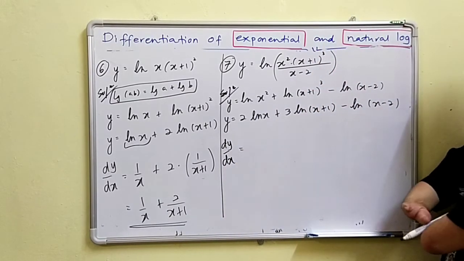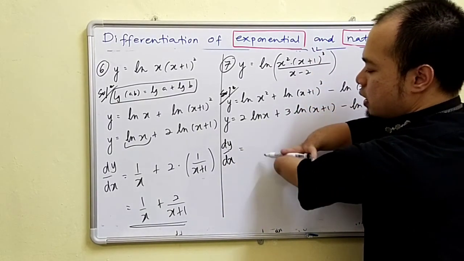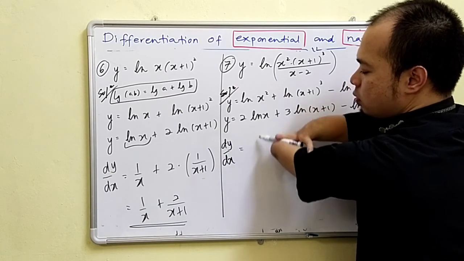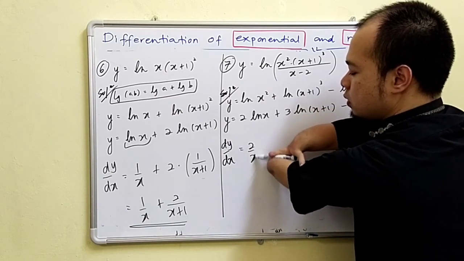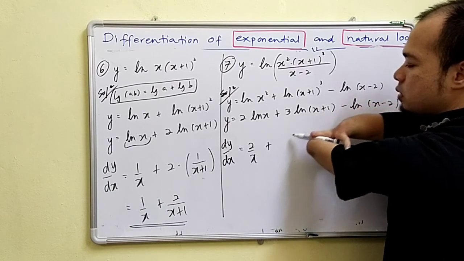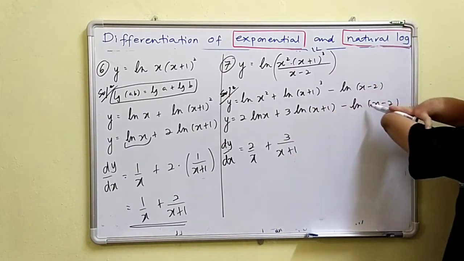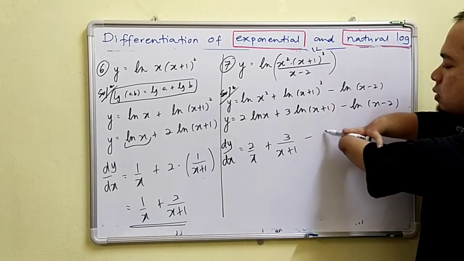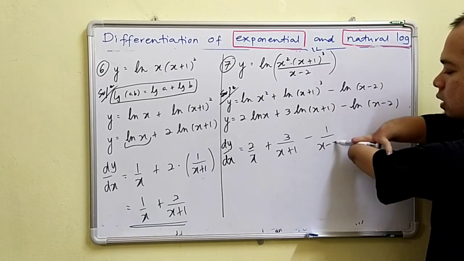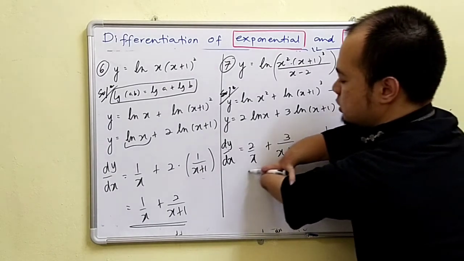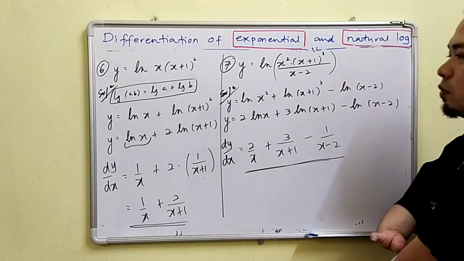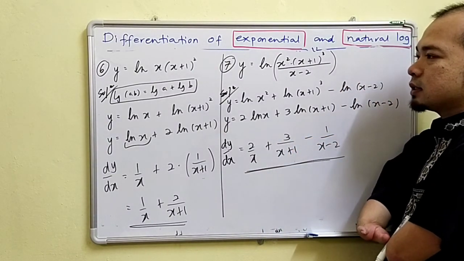So what is dy over dx? Differentiate part by part. 2 ln x, you will get 2 multiplied by 1 over x. So 2 over x plus, how about this one? 3 over x plus 1 minus, how about this one? 1 over x minus 2. So this is our dy over dx.